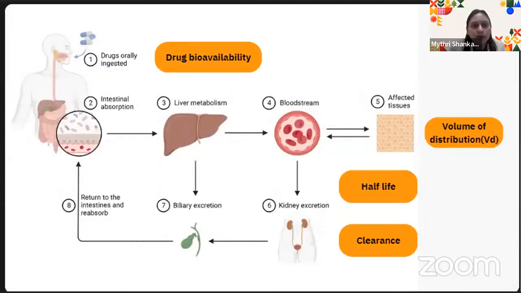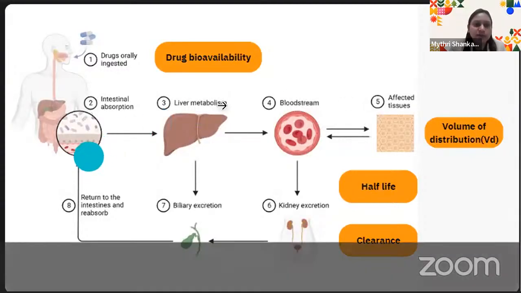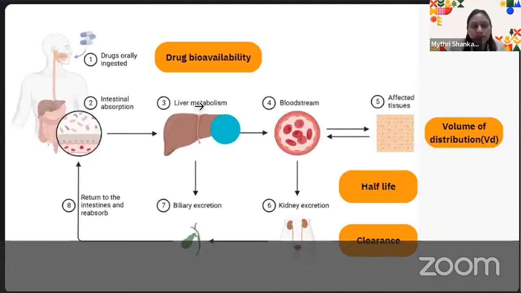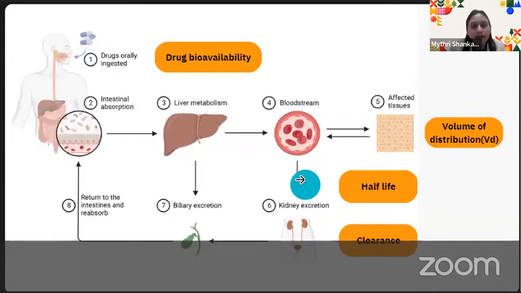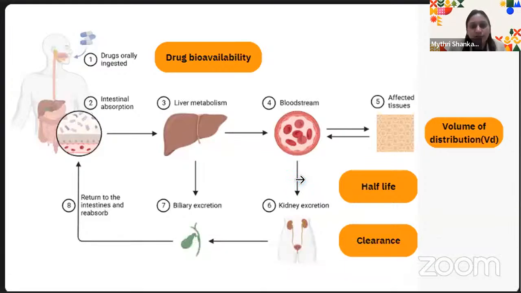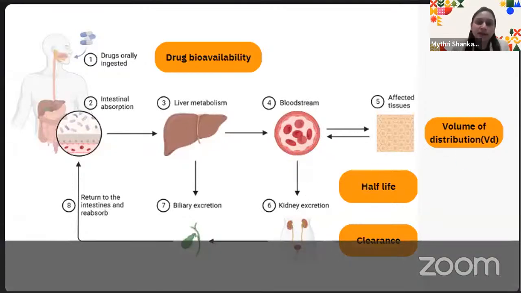So when we take a drug orally, it undergoes intestinal absorption, then it goes into the liver, gets metabolized in the liver, and gets excreted in the bile via feces, or it can undergo intrahepatic circulation. Otherwise, the other parts of the metabolites can enter the bloodstream and affect the tissues, because by affecting the tissues, it can either cause the effect of the drug or the side effect of the drug. Finally, it undergoes kidney clearance and excretion via the kidney. Approximately 70 to 80% of the drugs are excreted by the kidney.